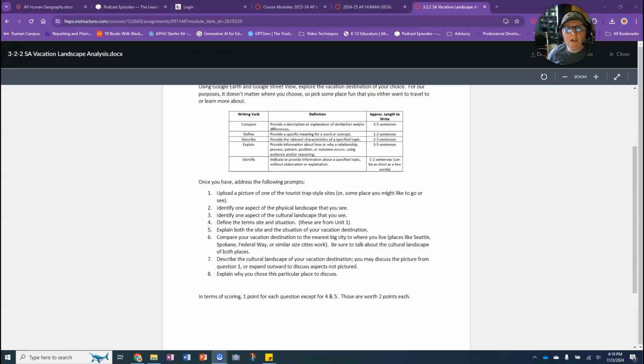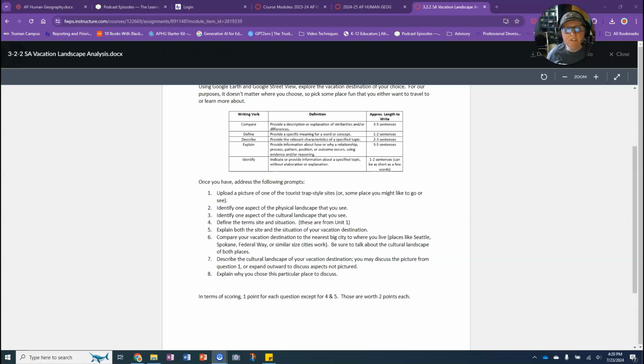6, I want you to compare your vacation destination, wherever you chose, to the nearest big city to where you live. Right, so Seattle works, or Spokane. Federal Way is a reasonably decent sized city, so that totally works, right? But the nearest big city to where you live. Okay, and as you're going through, be sure you're talking about the cultural landscape of both places. So that might mean if you live near Seattle but have never been, right, that you do a virtual tour. Maybe you live near Spokane but have never been. You might have to do a little playing around on Google Earth too to learn a little bit about there.